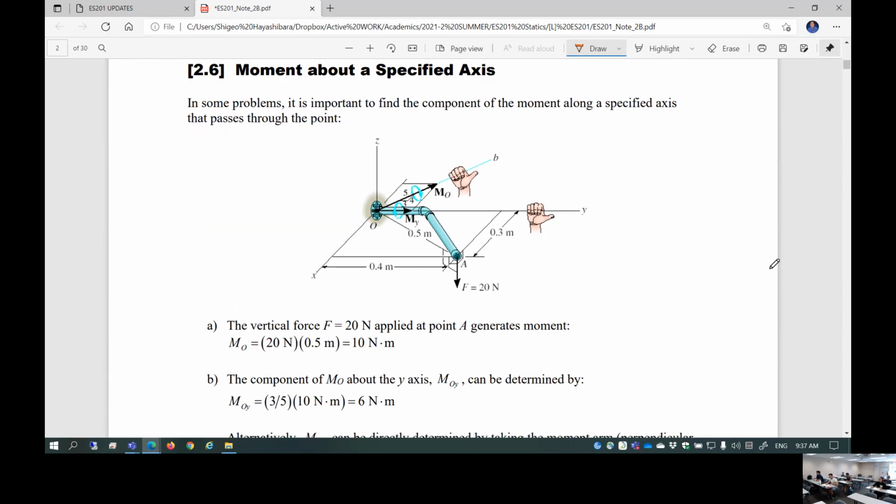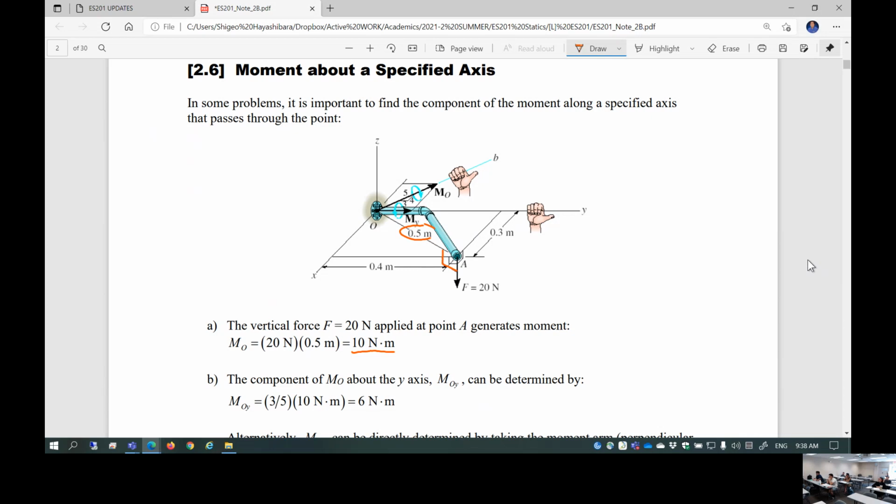So let's just continue looking at moment. Moment, of course, can be developed by a force acting at a certain distance, something called the moment arm. In this case, let's say you want to find the moment developed at the point O because of the presence of this force F. Obviously, if you can tell the moment arm, which is 0.5 meter, magnitude 20 Newton multiplied by 0.5 meter gives you the moment magnitude developed at the point O, of course, 10 Newton meter.